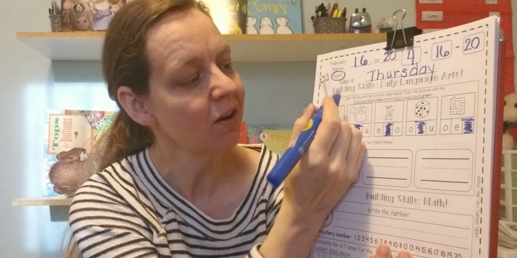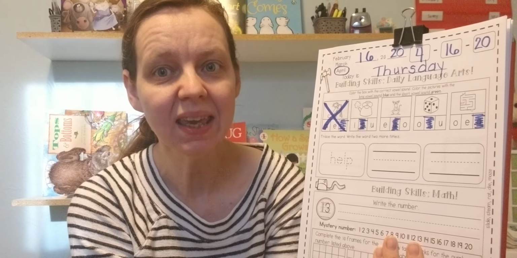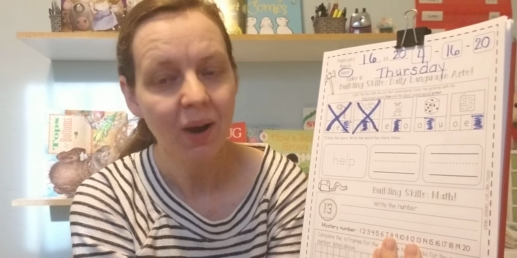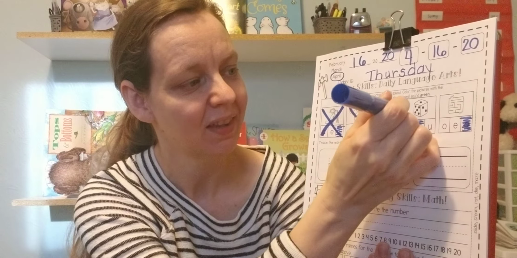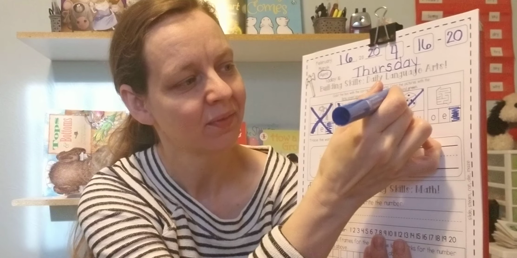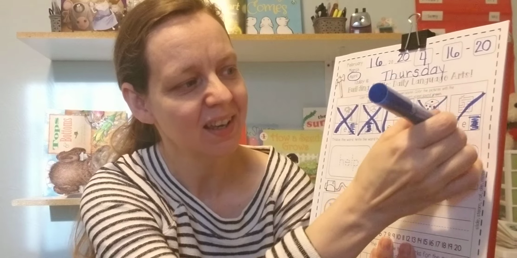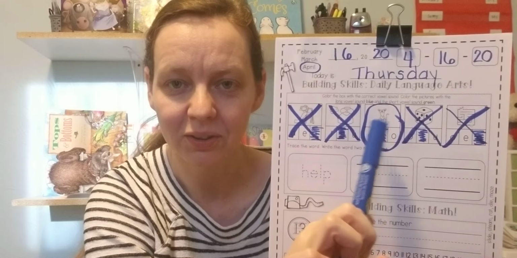All right, we're going to cross out the long vowels and circle the short vowels. Slide. That's a long vowel, so we're going to cross it out. Steam. Long vowel, we're going to cross it out. Rat. At. Short vowel, let's circle it. Dice. Long. And maze, long again. Oh, we have a pattern. X, circle. X.